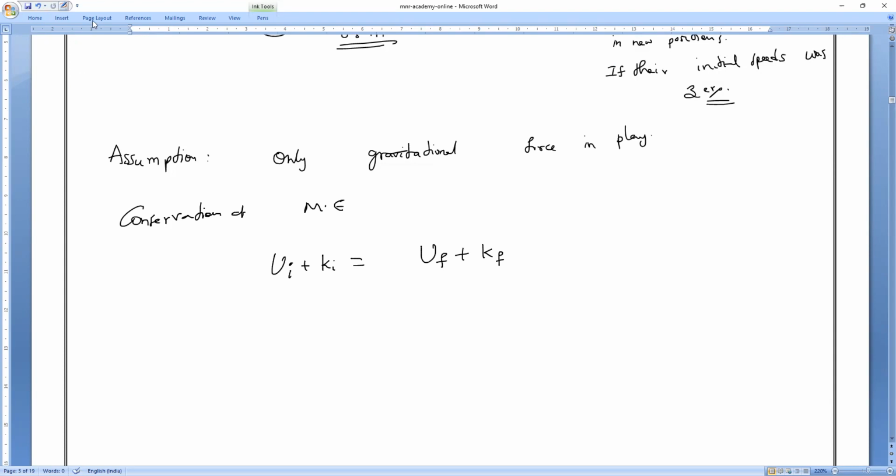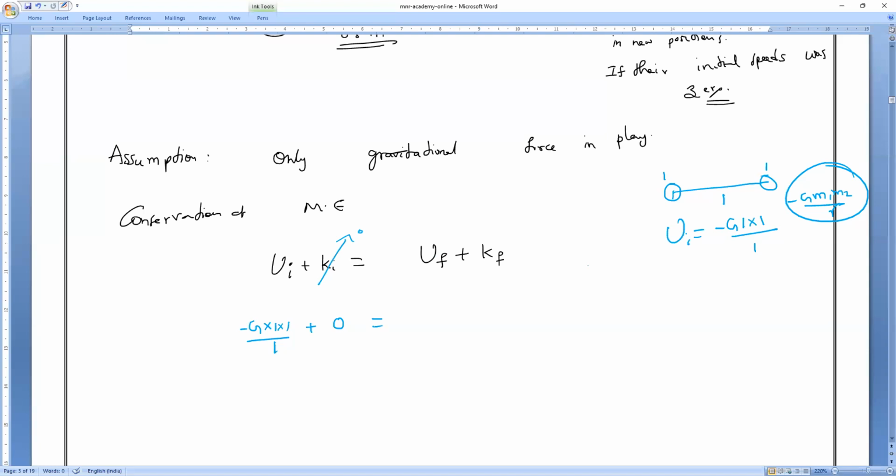Of course, the initial velocity is 0, so the initial kinetic energy is 0. Now the initial potential energy: both bodies are at 1 meter distance and both masses are 1 kg. Make it quick, guys: minus G into 1 into 1 divided by 1, that is minus G M1 M2 divided by R. Yes or no? So minus G into 1 divided by 1, plus 0, equals the total initial energy.